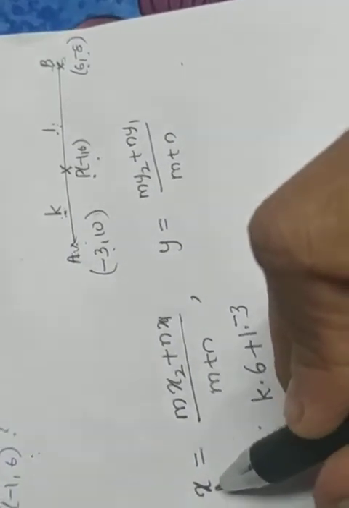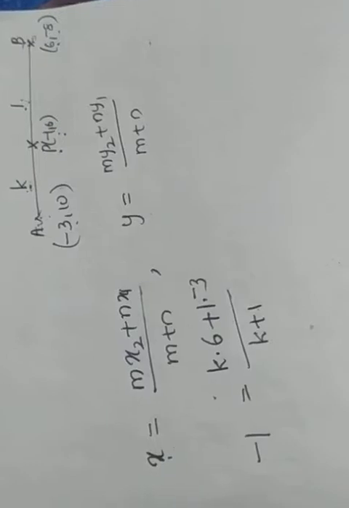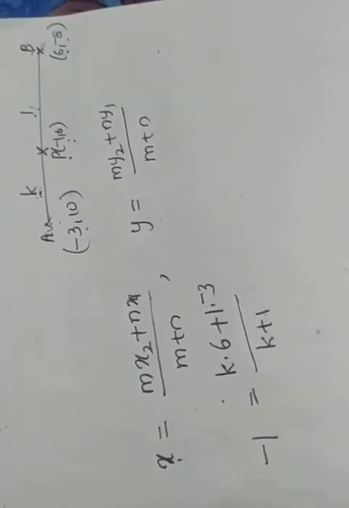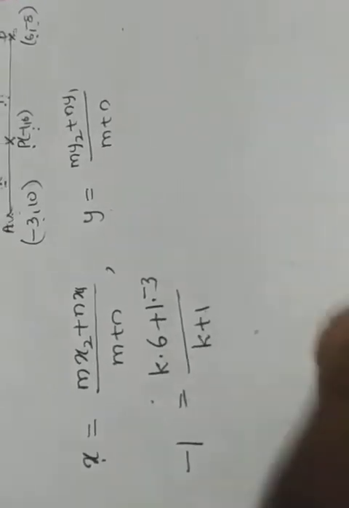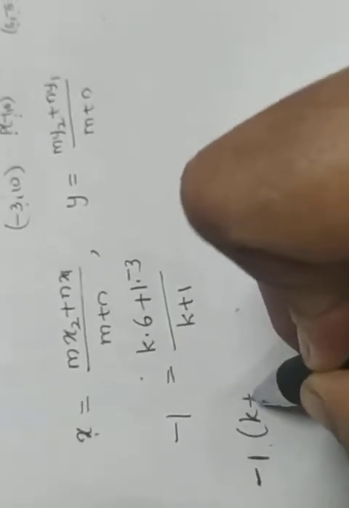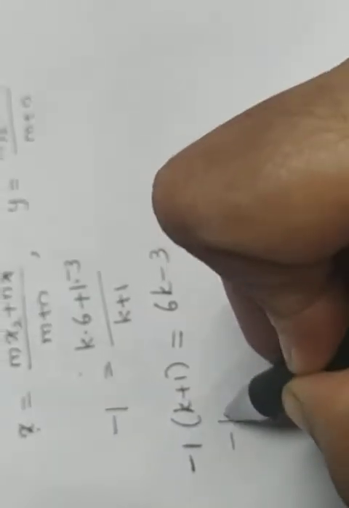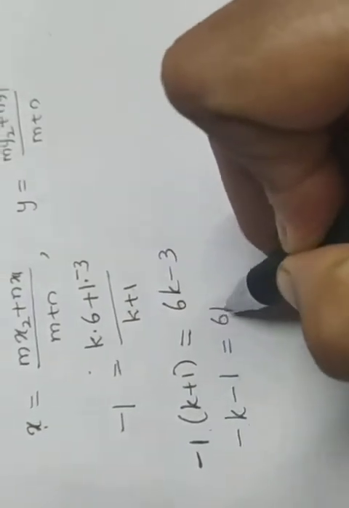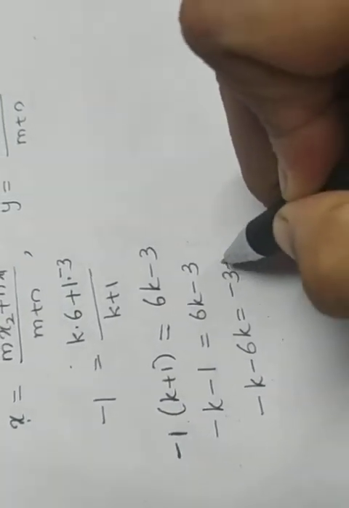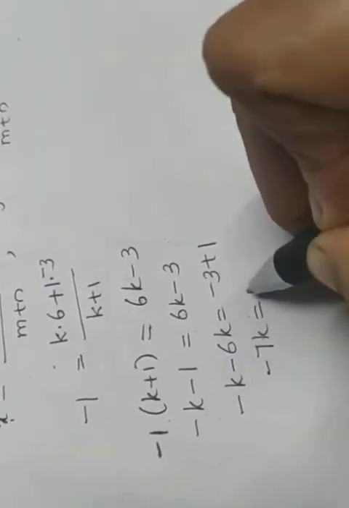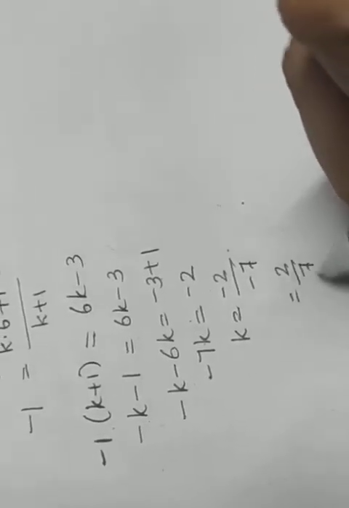And what about the value of x? x is actually the x coordinate of the point P, isn't it? So -1 is equal to (6k plus 1 into -3) by (k plus 1). If I cross multiply, what do I get? -1 into (k plus 1) is equal to 6k minus 3. Open the bracket: -k minus 1 is equal to 6k minus 3. Collect k to one side: -k minus 6k is equal to -3 plus 1. So we get -7k is equal to -2, so k is equal to -2 by -7, which is equal to 2 by 7.